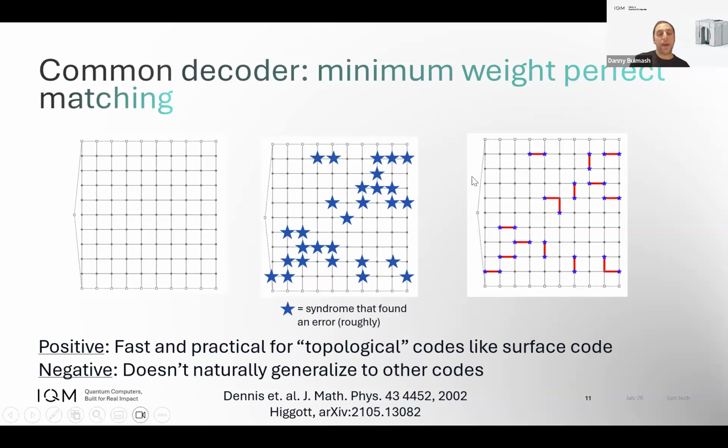So it turns out that in specific types of codes, namely topological codes, like the one we're going to see today, a surface code, this is the way that errors occur. You can always pair them off in these sorts of ways. And so essentially, figuring out what the correction is means figuring out which syndromes we pair off, and that gives us a set of errors. So you can imagine that all of these red lines here correspond to a qubit that we have to go and flip.